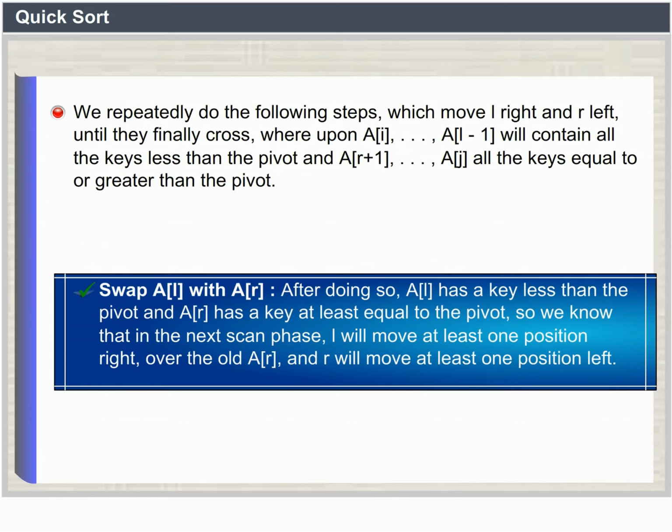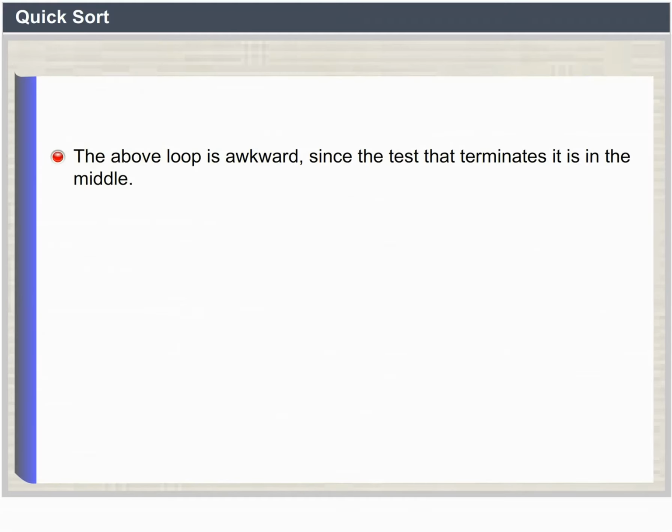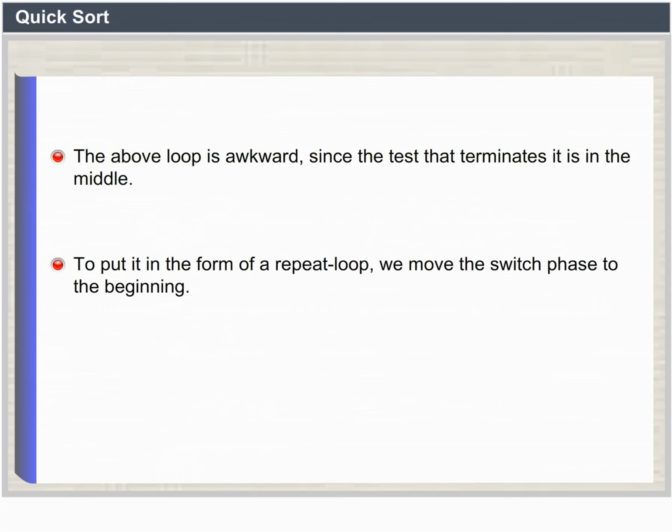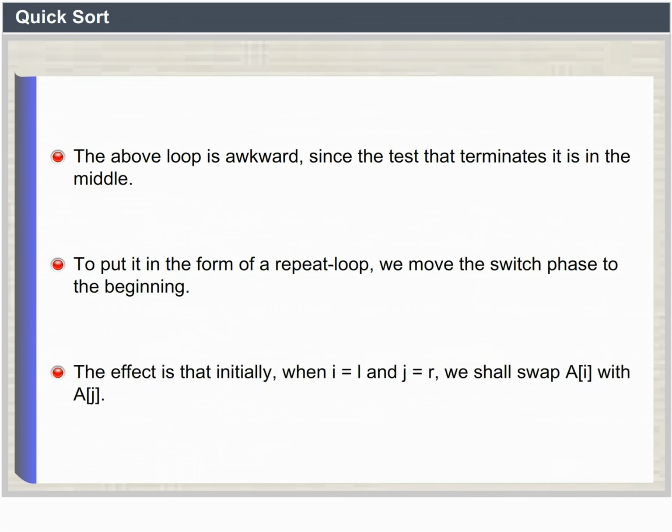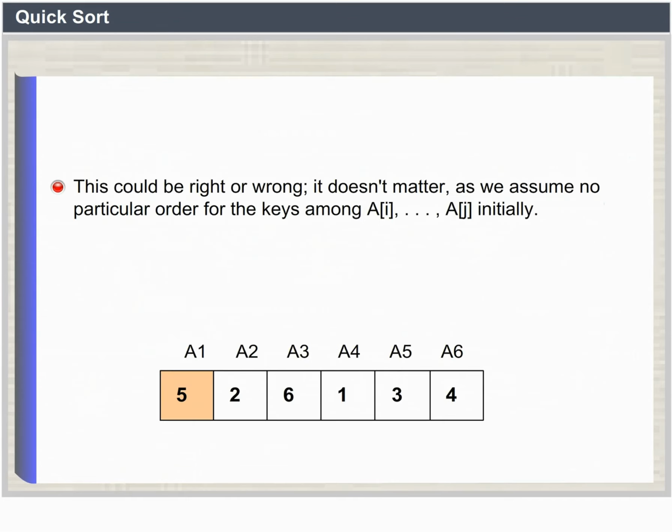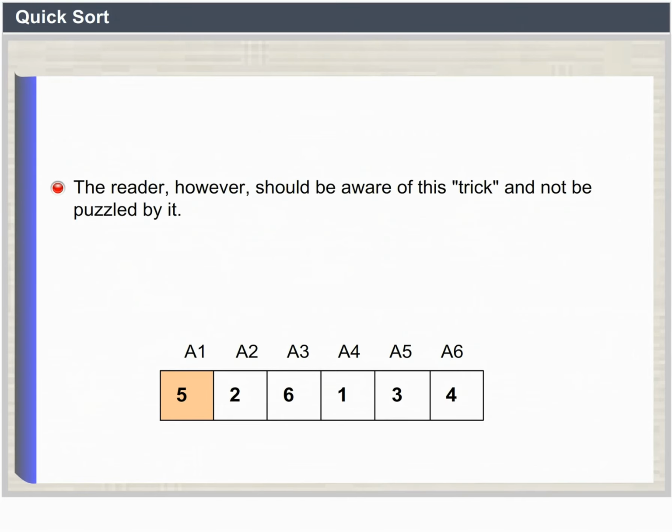The above loop is awkward since the test that terminates it is in the middle. To put it in the form of a repeat loop, we move the switch phase to the beginning. The effect is that initially, when i equals L and j equals R, we shall swap A[i] with A[j]. This would be right or wrong. It doesn't matter, as we assume no particular order for the keys among A[i] to A[j] initially.